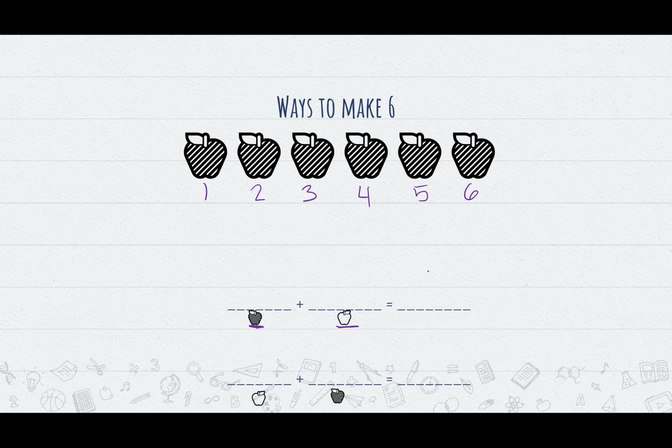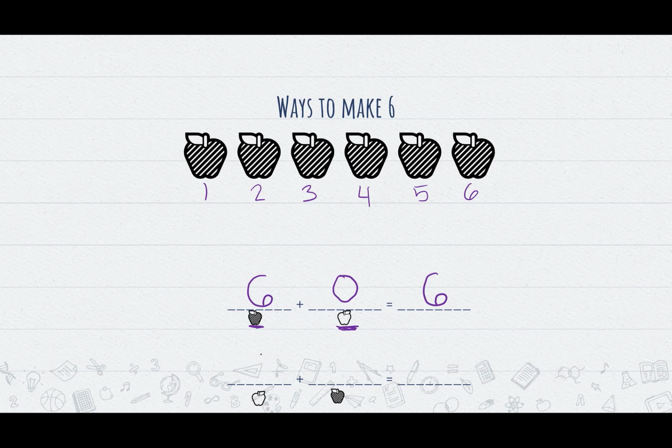So I know for my addition sentence, I have 6 apples altogether. And I know that I have 6 that are striped. So I don't have any of these plain apples. So if I don't have any plain apples, what I write for this is 0. So 6 striped apples plus 0 plain apples equals 6.